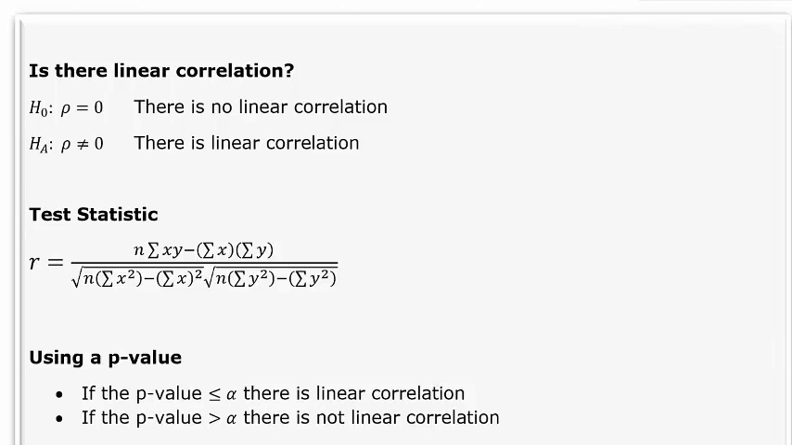In this video, we're just going to take a quick look at whether there is linear correlation or not. We'll do a hypothesis test about this. The null hypothesis is always that rho is equal to 0, which means there is no linear correlation. The alternative is always going to be that rho is not equal to 0, indicating that there is linear correlation.